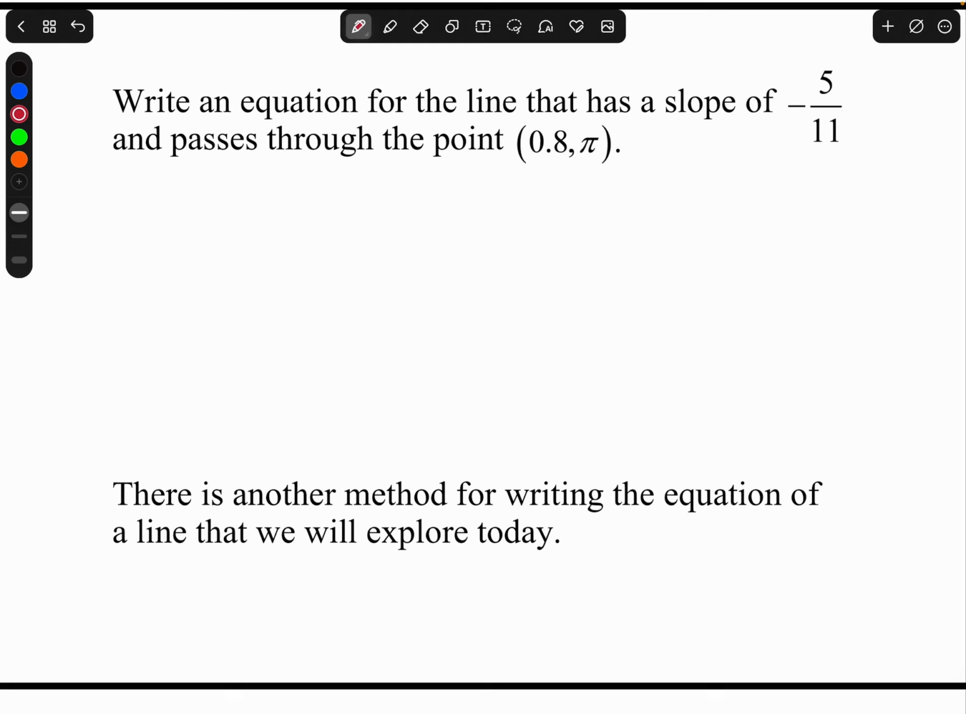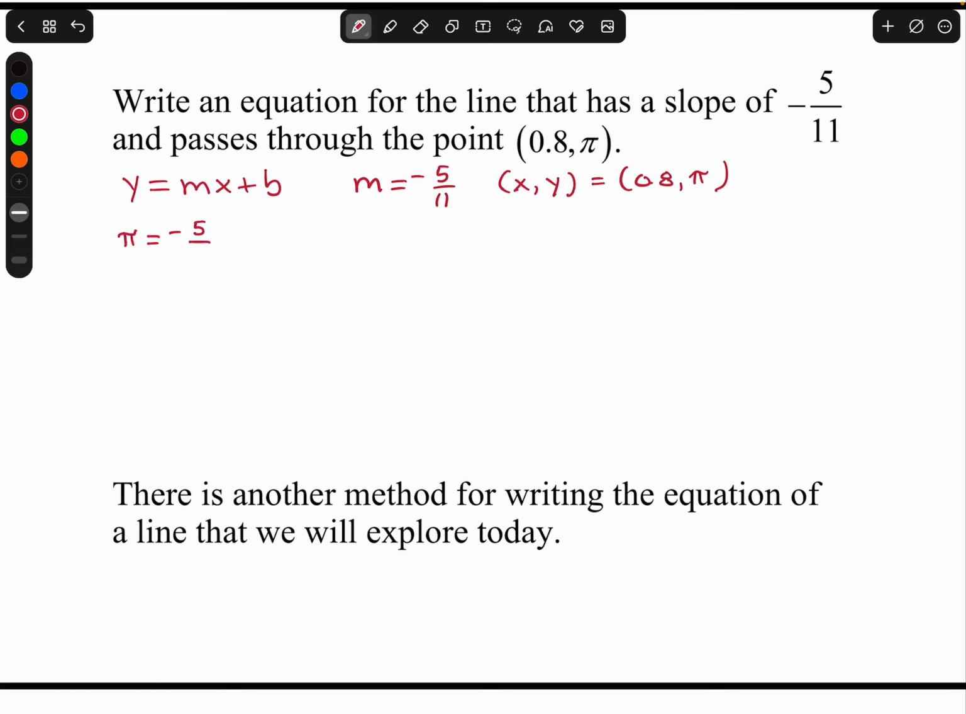This slide here says now to write an equation for the line that has a slope of -5/11 and passes through the point 0.8 comma pi. And these are messy for a reason. Hopefully we'll prove a point here before we're done. You'll understand why we're learning the point-slope form. If we were going to do the same thing here, we're still thinking about using y equals mx plus b. Now our slope is -5/11, and that point that we're going to use is the point 0.8 comma pi.